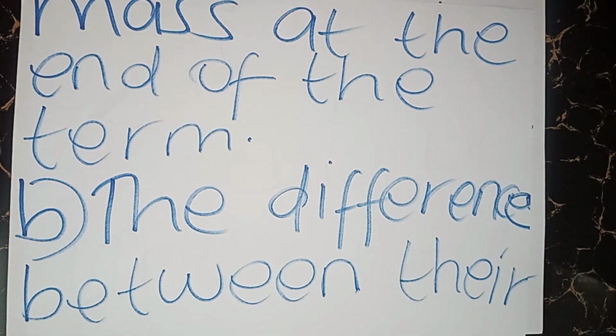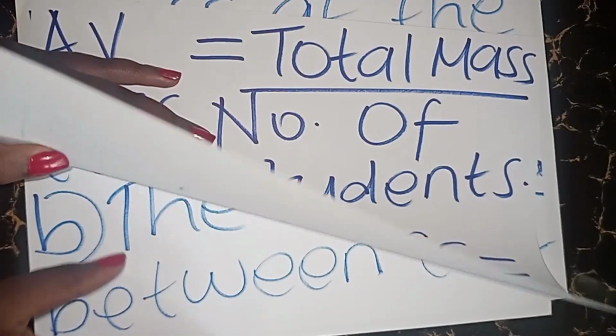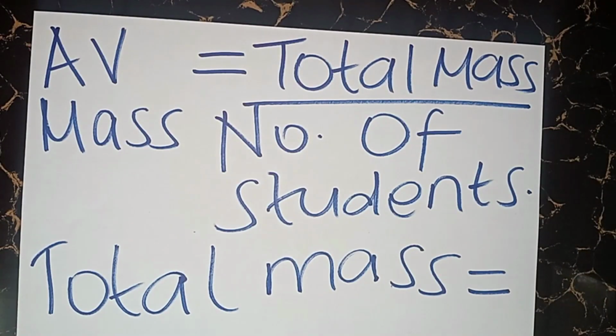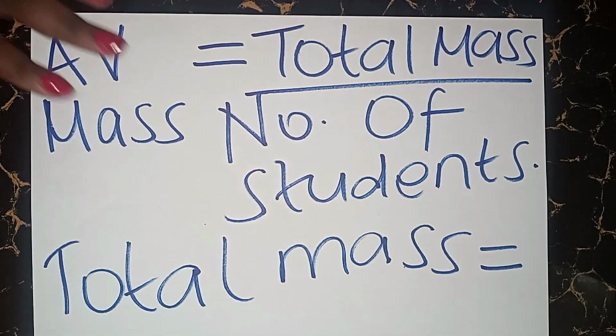So how do we calculate the average of anything in maths? The average is derived by dividing the total by the number of things. Okay, so in this case, the average mass of students will be derived by dividing the total mass of students by the number of students in the class, okay?